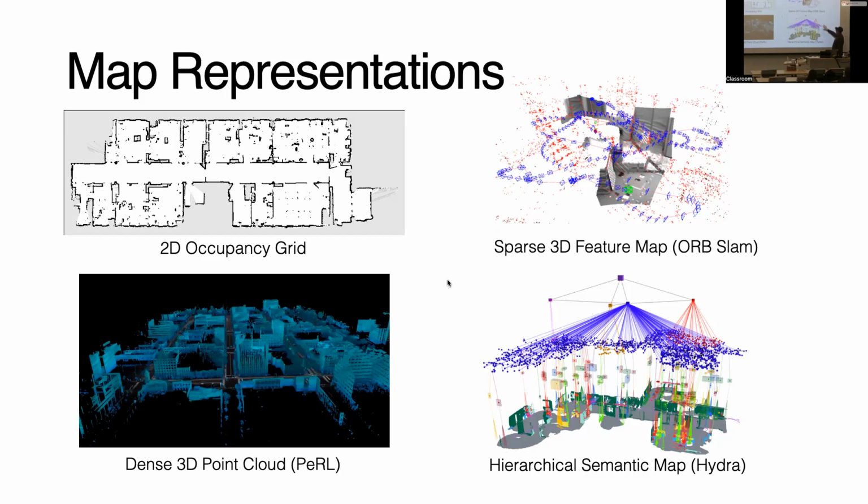Similarly, you don't have to have just metrical maps. These are all metrical maps. They indicate the spatial relation between things. You can also have a hierarchical structure in your map where you have both metrical maps and semantic maps, and you can have different layers in your map depending on which plan. And this is the kind of map that the semantic mapping system Hydra makes.